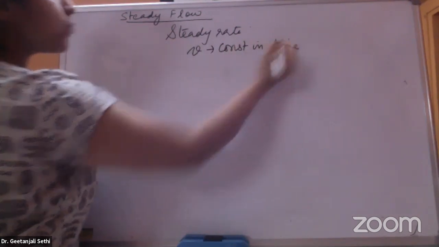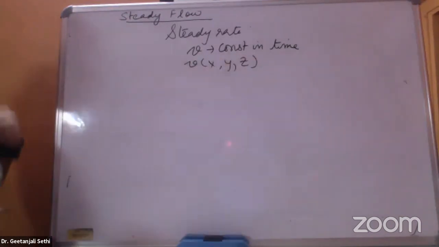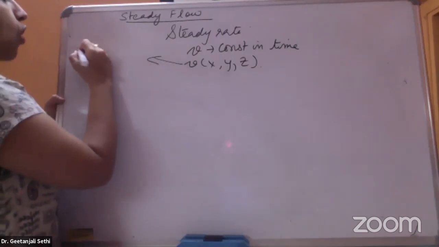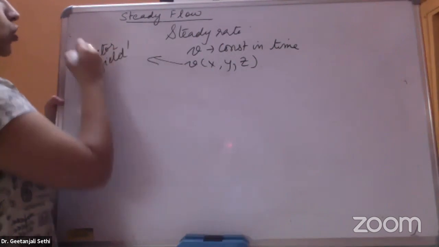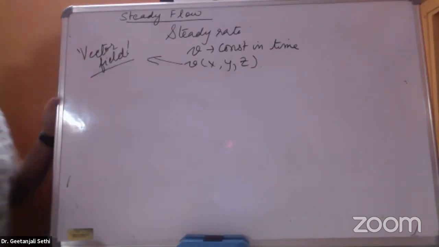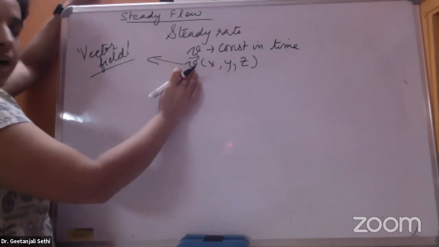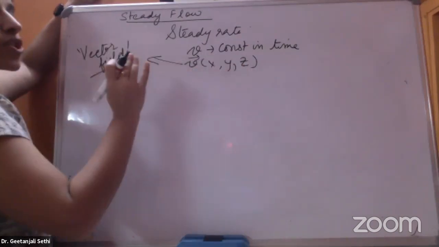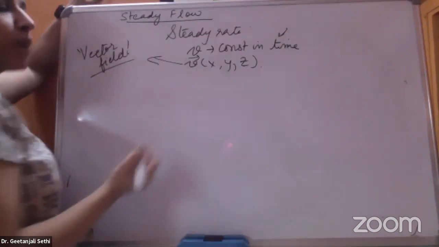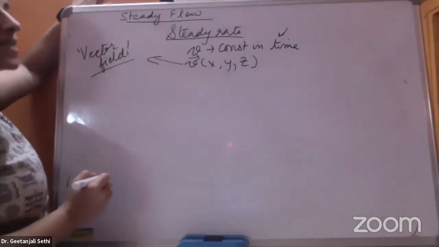It doesn't change with time, but is still a function of, you have to remember, is still a function of XYZ. I will remind you, you must have learned in your vector calculus course, you call such quantities vector fields, right? That is, you have a value of V at every point XYZ. So as points XYZ change, velocity changes, but velocity doesn't change with time. So that is what you understand by a steady flow, right?